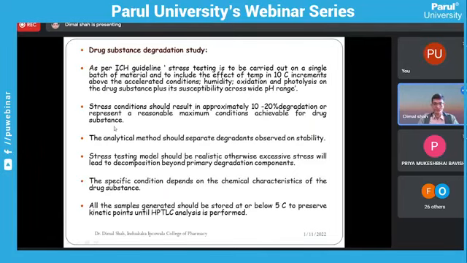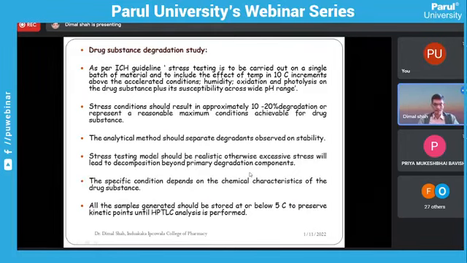Okay, so what is our objective? We want to have a method which can identify a drug and a degradant. And what amount of degradant? It should be more than 10%, but less than 90%. Okay. So your analytical method should separate degradant observed on stability. Another important thing is the stress testing model should be realistic. Otherwise, excessive stress will lead to decomposition beyond the primary degradation component.